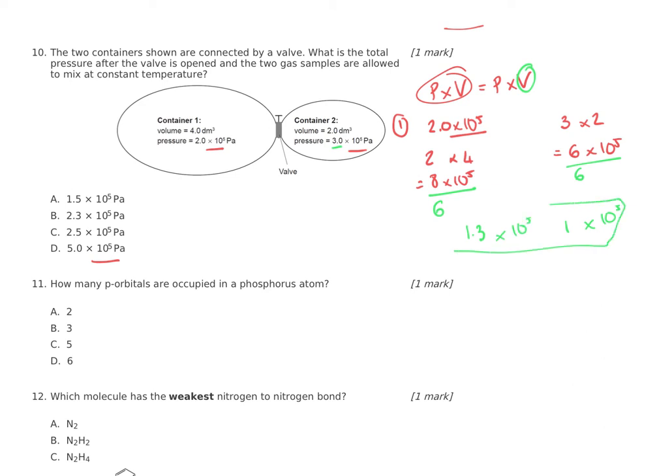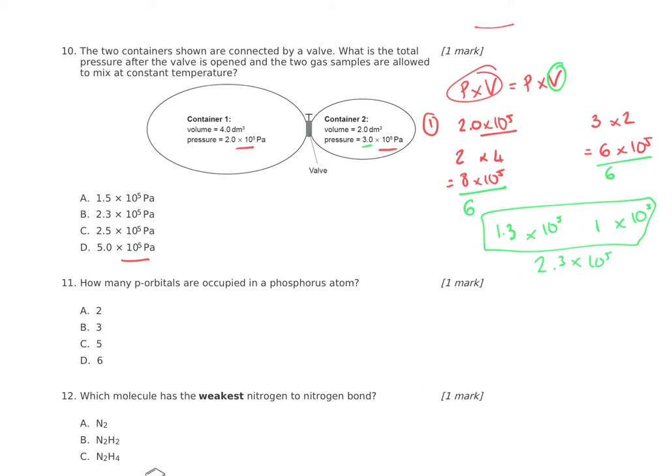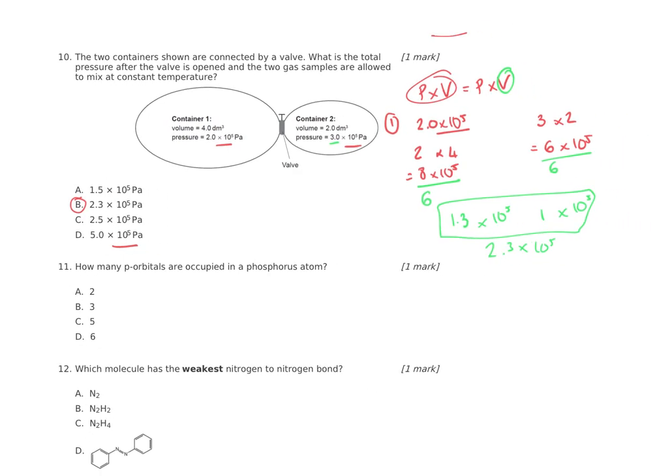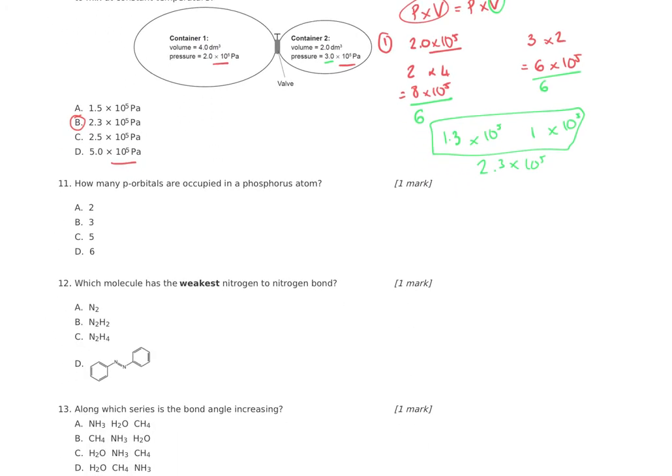Okay, so what is our new pressure? It's 2.3 times 10 to the 5. So that's going to be B. So quite a complex question, but effectively you're using quite simple math in the end, so long as you're ignoring the standard form, because they all have the same standard form. But like algebra, you can almost cancel it out.